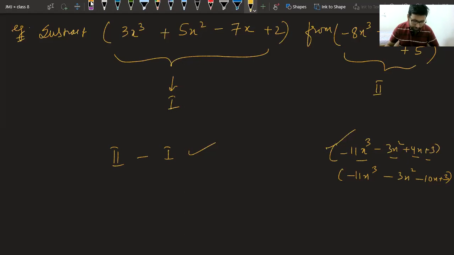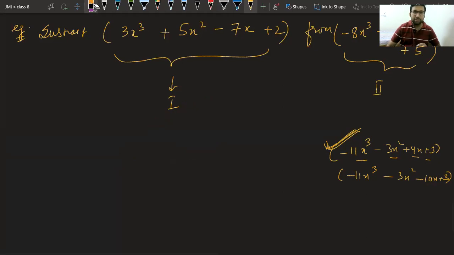Vansh is giving the answer minus 11x cube minus 3x square plus 4x, the same answer. Kirti is saying minus 11x cube minus 3x square plus 4x plus 3. Rachit is saying the first answer. So maximum are saying the first answer. I hope all of you are getting the first answer only. Joel, don't get disheartened. Let me check which one is correct. Maybe you are correct, or you can check once again what you have done. Bhumi is saying the first answer.